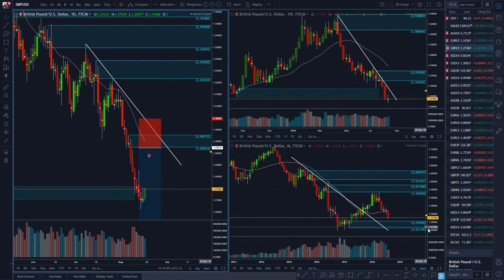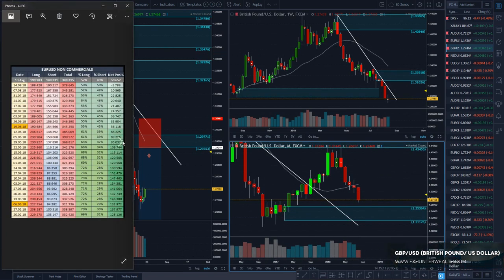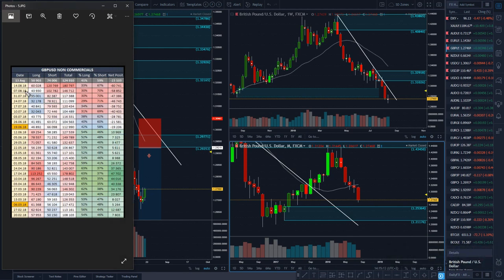Okay, let's continue with the pound. Pound is very similar to these three. We can see that the market makers added pretty aggressively 20k of longs, and they added as well 20k of shorts, which is now changing the game a little bit, because we go from 30 to 33 longs and from 70 to 67 shorts, which looks nice. However, the net positions even dropped lower, so I don't think the interest is now to change the trend up.